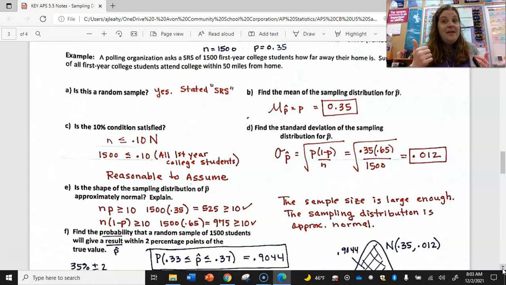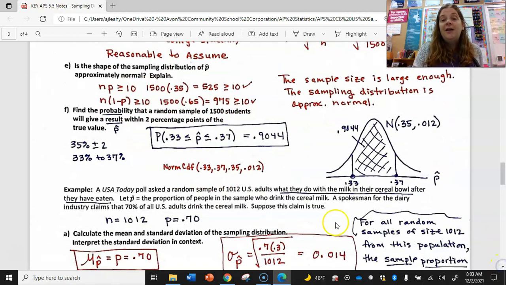Now, I've got the mean and I've got the standard deviation, so if I can prove it's normal, I'm right on track. So is the sampling distribution approximately normal? To determine if it's normal, we check to see, is the sample size large enough? For proportions, we need n times p and n times 1 minus p to both be bigger than 10. I check n times 1 minus p, that's 525, that's bigger than 10. And n times p is 975, that's bigger than 10. So the sample size is large enough, and my sampling distribution is approximately normal.